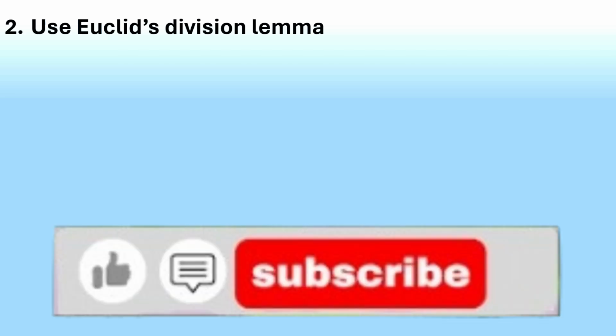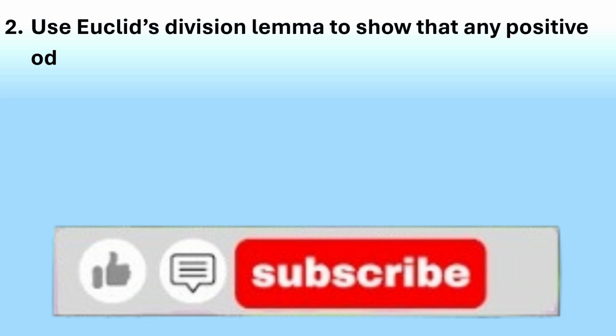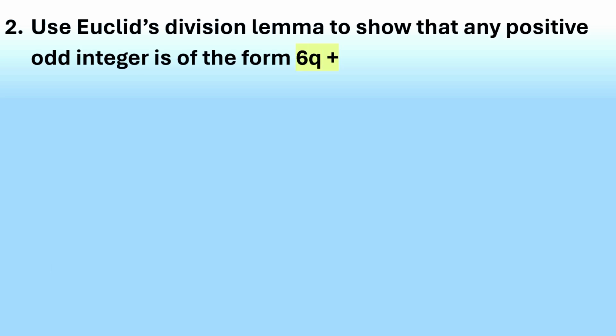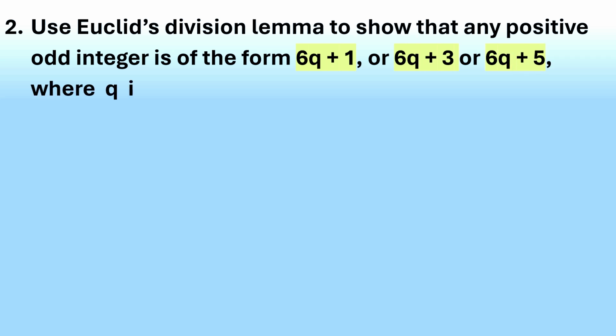First chapter, real numbers. Exercise 1.1. Question number 2. Use Euclid division lemma to show that any positive odd integer is of the form 6q plus 1 or 6q plus 3 or 6q plus 5, where q is some integer. In this question, we want to show that any positive odd integer can be written as 6q plus 1, 6q plus 3 and 6q plus 5.